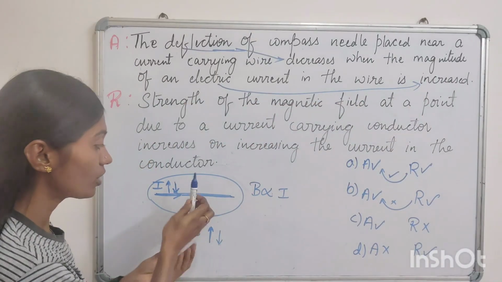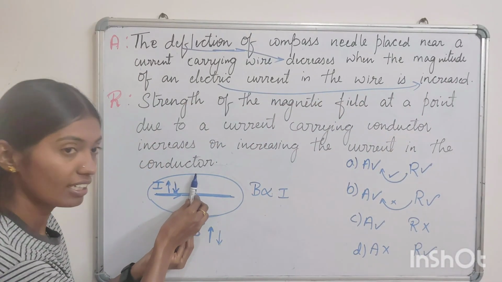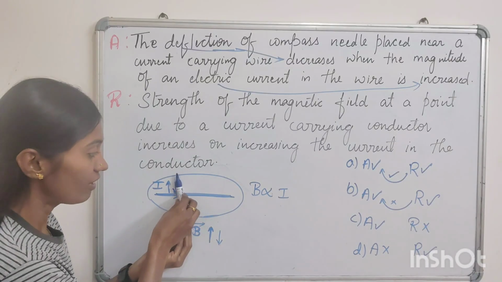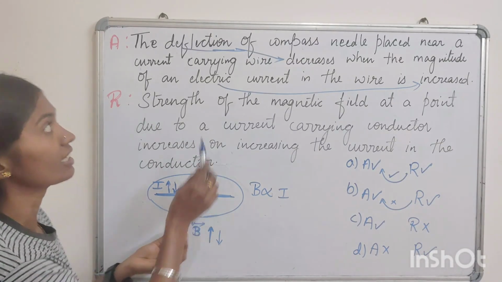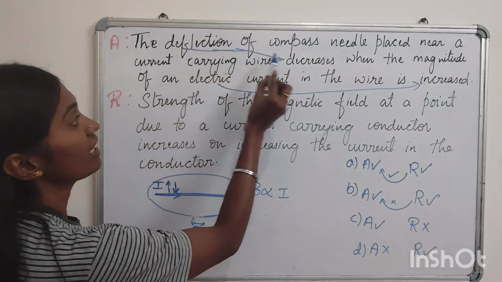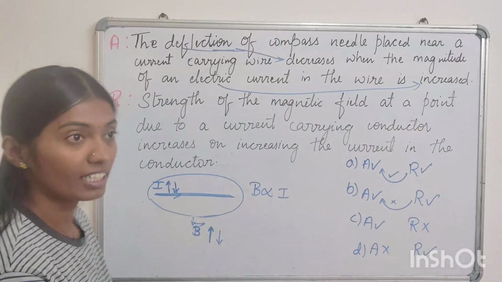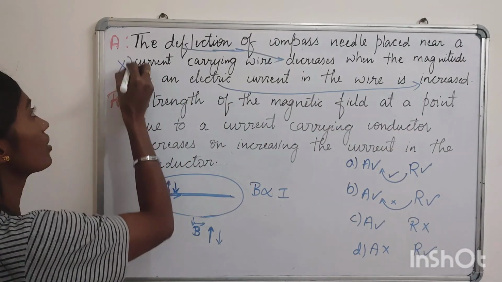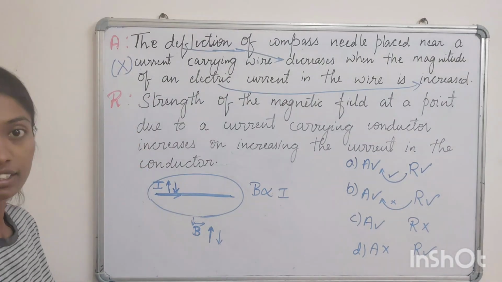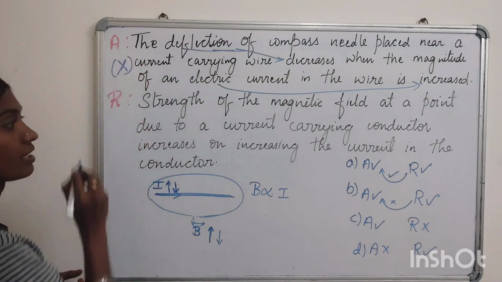But deflection will decrease when I is decreased, and deflection increases when I is increased. See here what is given? Deflection decreases when electric current increases. Is that correct? No. The assertion is wrong. So this is the answer.